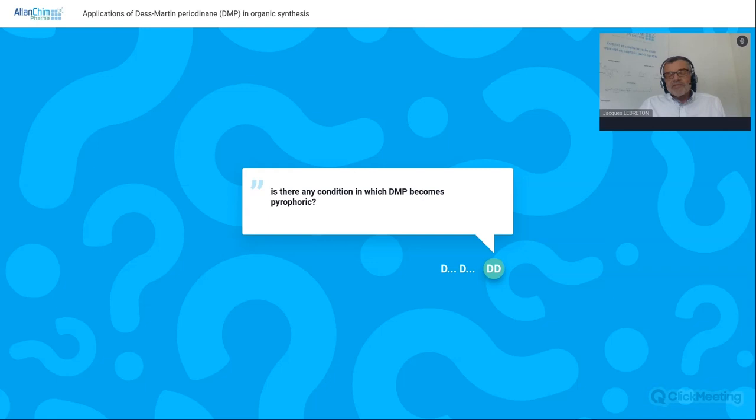Well, I don't think that Dess-Martin periodinane is pyrophoric. I know two points about safety. Don't heat the reagent, of course, and as a solid, don't try to crush it. That could be very dangerous. These compounds are sensitive to heating and to impact as well. So pyrophoric, I don't think so.